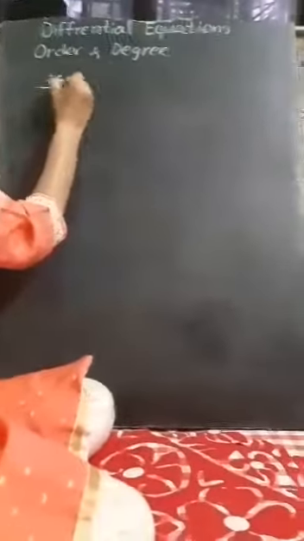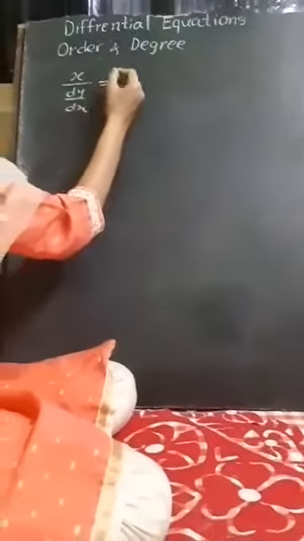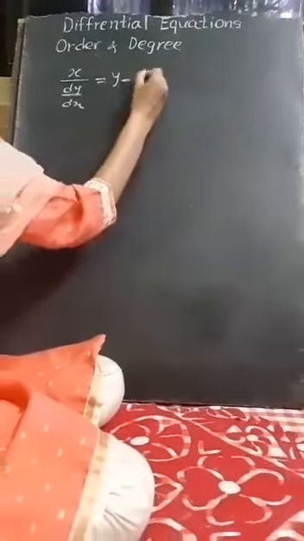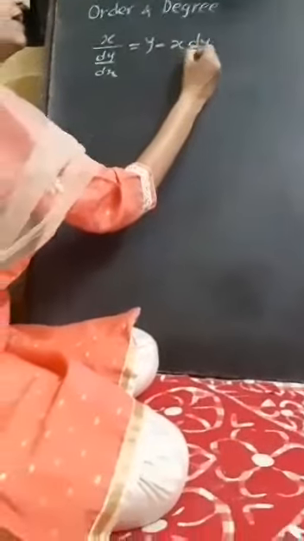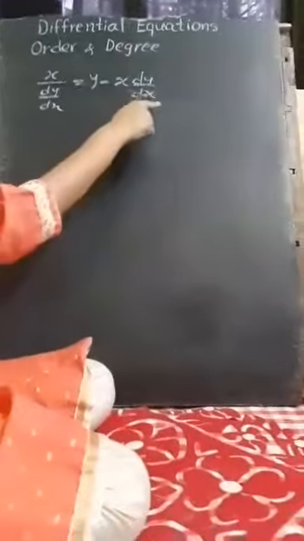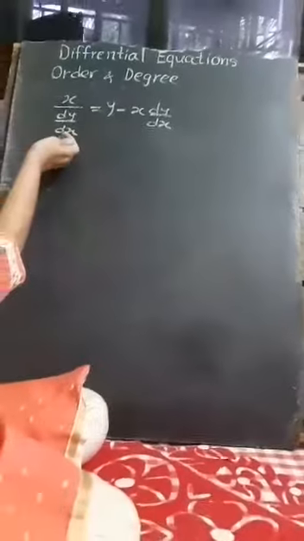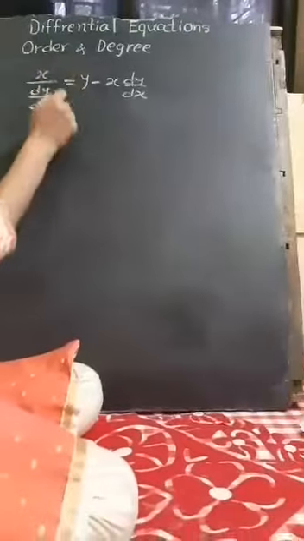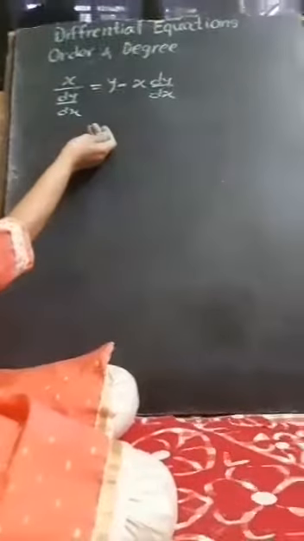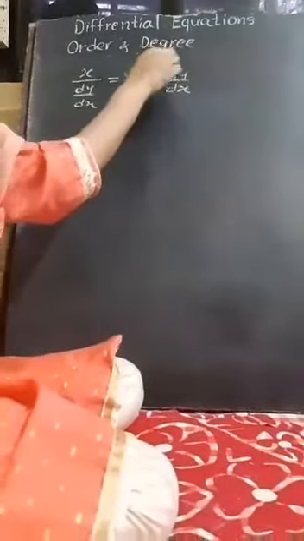Suppose I have x upon dy by dx is equal to y minus x into dy by dx. In this differential equation you can easily see what the derivatives are. Two derivatives are present: this is dy by dx, this is also dy by dx. So, what is the order of the differential equation? Order is 1. That you can easily see, but you cannot say what the degree is directly.